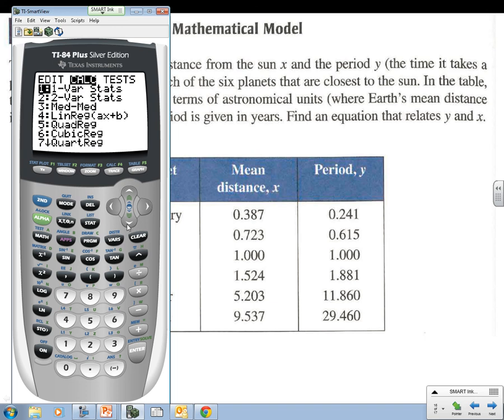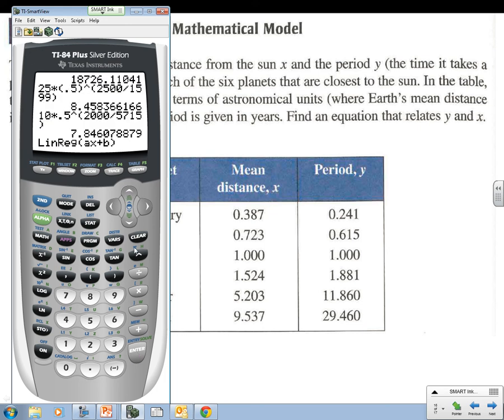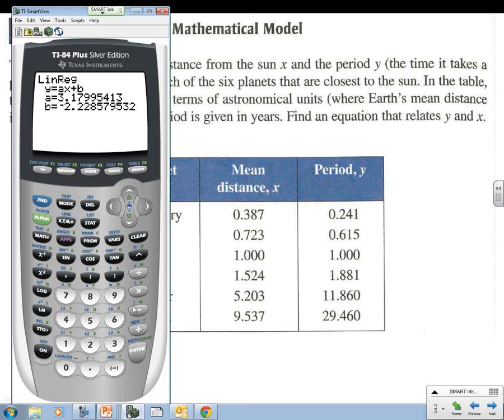Stat, calc. We want to do a linear regression. Where am I going? Too far. Sorry. Number 4. Linear regression, ax plus b. And, oh, sorry, that's doing it off of L1 and L2. My calculator on here can't do it. On yours, if you hit linear regression, you can choose which lists you're going to do, and it'll do it right for you. I'm going to have to do it the old-fashioned way. Let's go back into the stat and look at my lists.